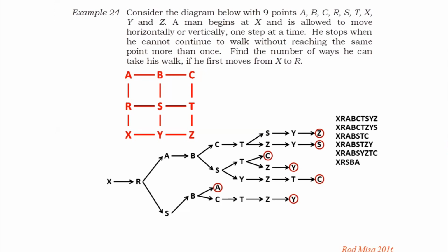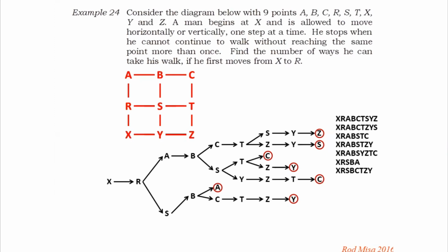So tracing the path of his walk using the diagram above through a black color, he started at point X, then point R, moves to point S, then point B, point C, point T, point Z, point Y, and he stops there since he cannot move anymore to points S, X, and Z since he has passed already those points. And the pattern of his walk is X, R, S, B, C, T, Z, Y.